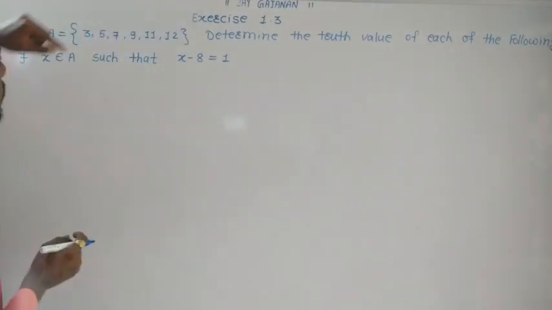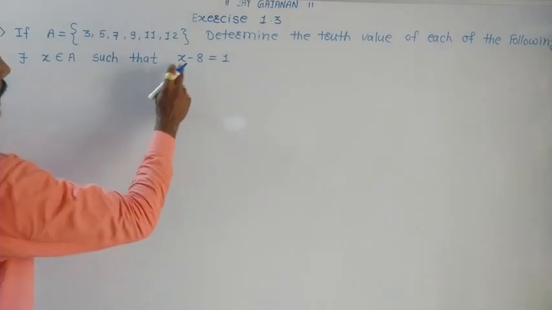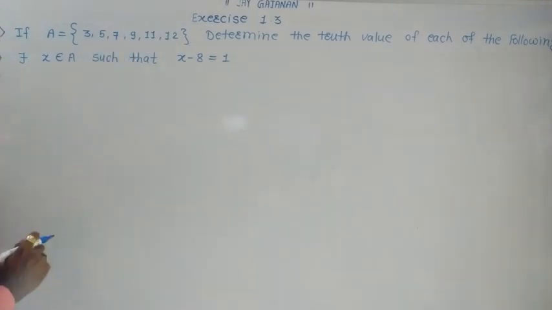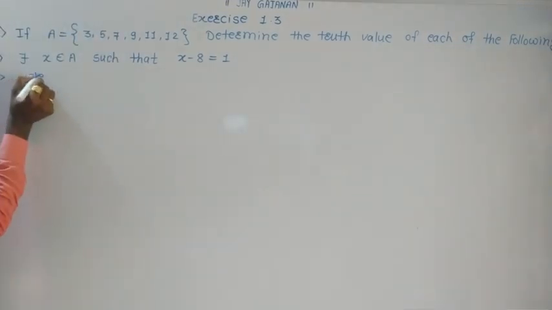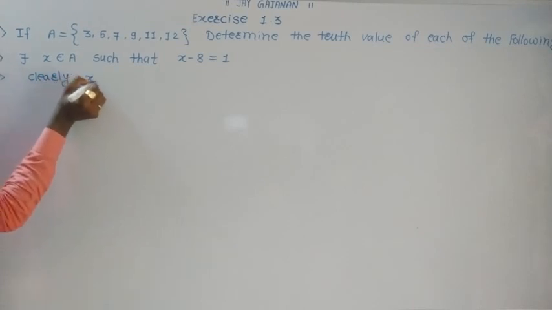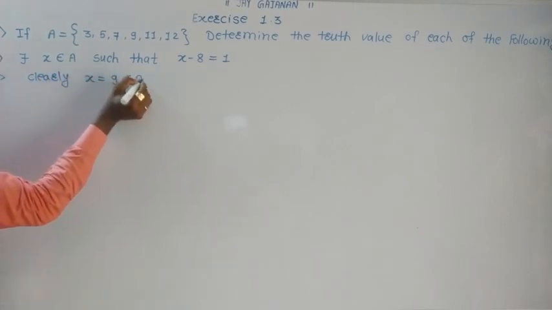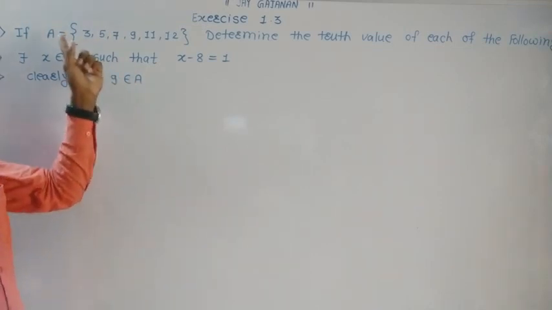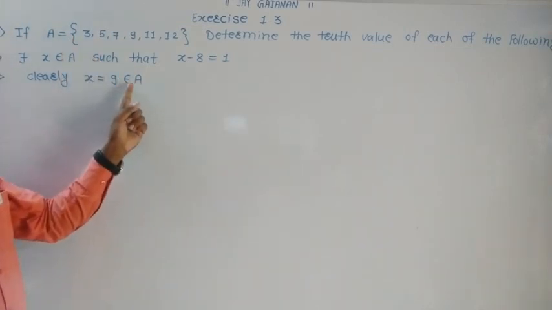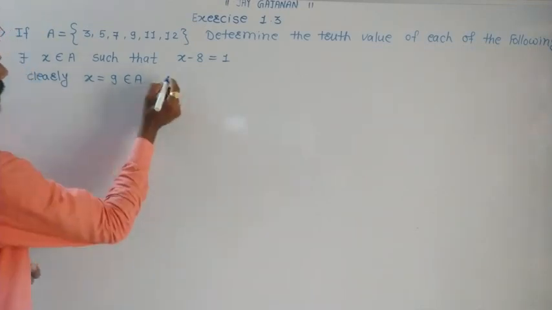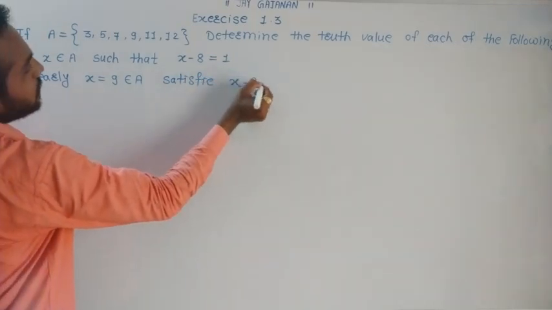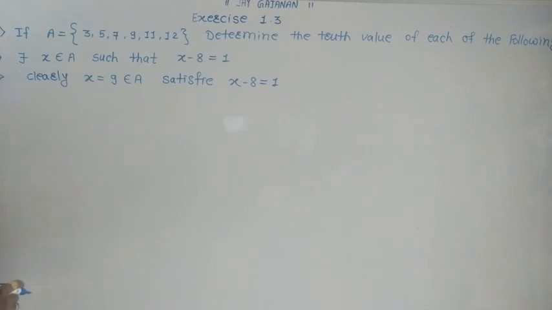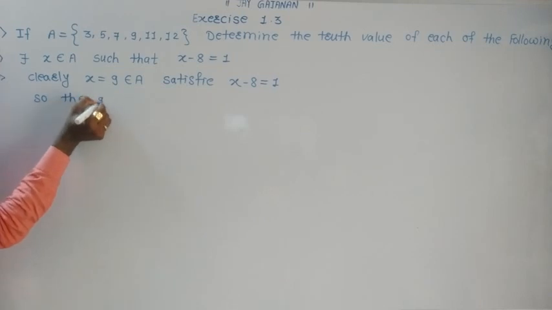And here clearly x is equal to 9, 9 minus 8 is equal to 1, which means x equal to 9 satisfies the condition. Therefore we can write clearly x is equal to 9 belongs to A. 9 is an element of set A. Therefore x equal to 9 belonging to A satisfies the condition x minus 8 is equal to 1. So the given statement is true.